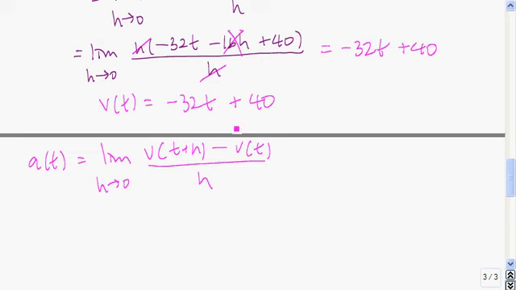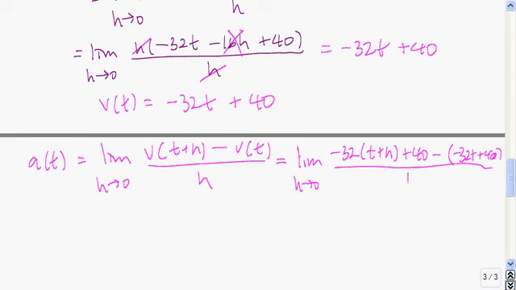So we know that the value of the derivative is going to be this negative 32, because that's a slope. Okay, so we know the answer. Let's just go through the process to find it. So we have v of t plus h, so negative 32 times t plus h, plus 40, minus v of t, negative 32t plus 40. And that's all divided by h.